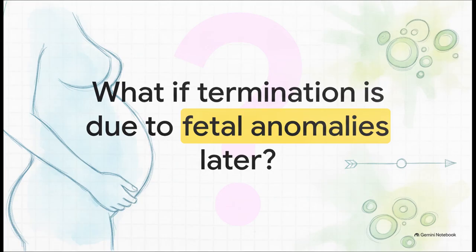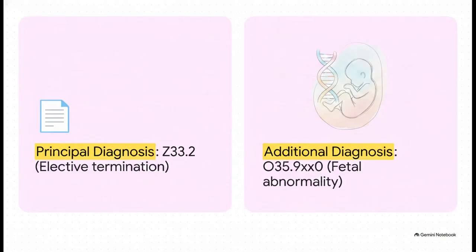Okay, but what if the termination happens later in the pregnancy due to known fetal anomalies? Does the gestational age change things? Nope, it really doesn't. Let's look at a patient who is 26 weeks pregnant and comes in for an elective termination because of known fetal anomalies. Even at 26 weeks, Z33.2 is locked in as that principal diagnosis. The clinical reason just bumps down to an additional diagnosis, which would be O35.9XX0, maternal care for suspected fetal abnormality and damage, unspecified. Staying consistent with this is absolutely crucial for accurate ICD-10-CM coding.